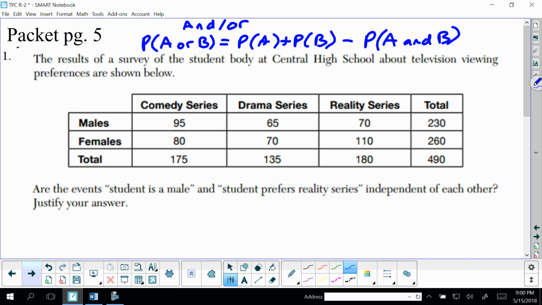If you're not writing that down, you're a little bit behind. You need to start doing that and following along. So that's a key formula that you need to know. Another one is our independence formula.